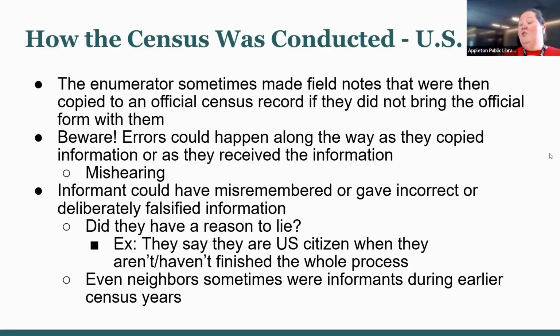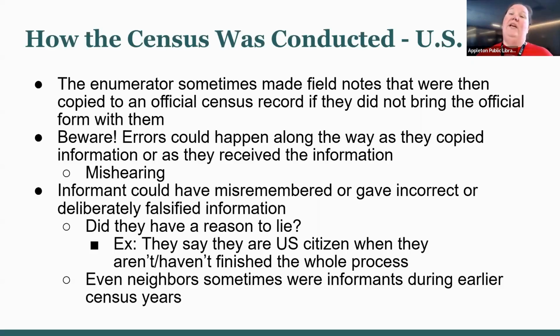The enumerator sometimes, just like we make notes, made notes that sometimes they copied to an official census record if they didn't bring an official form with them. Sometimes, especially in those rural areas, they got a little creative. And at certain times, there weren't official census records. So some of the really early censuses, they didn't have them pre-printed on these beautiful forms like we just looked at. They kind of had to make do and make their own census almost. But of course, during this, errors can happen along the way.